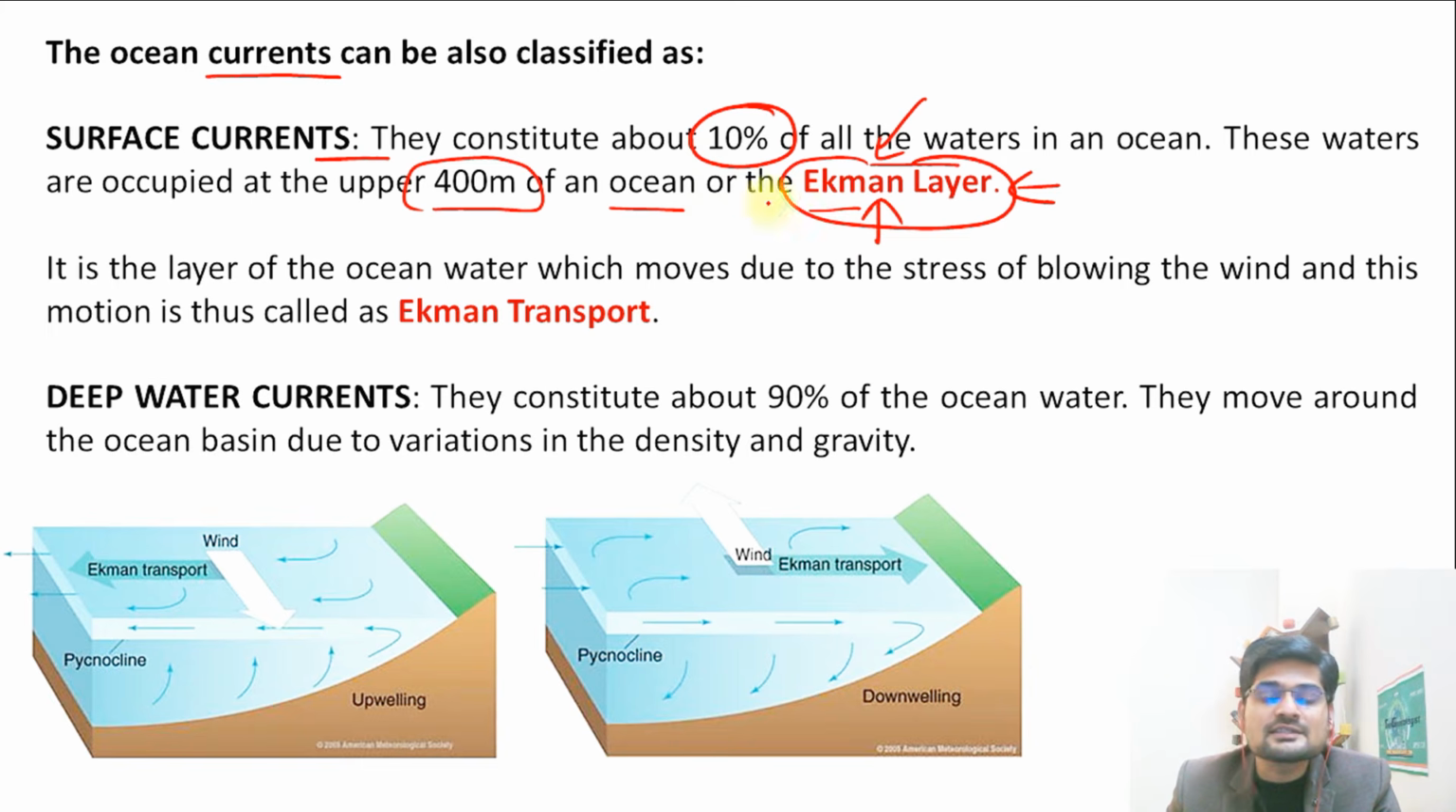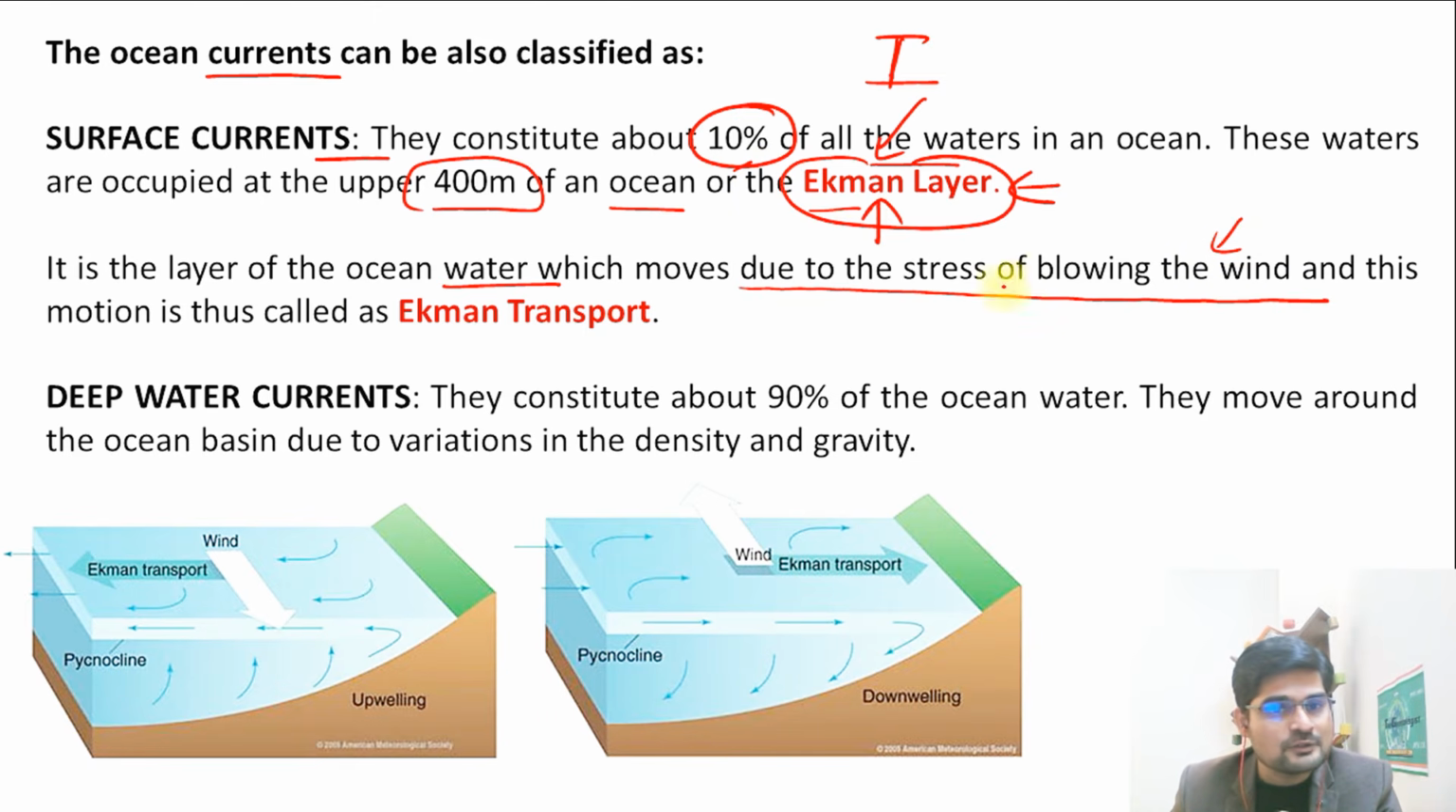So the Ekman layer is the upper layer, largely the part of the littoral zone where you have shallow water, that is 10% of all ocean water, and this is the layer of the ocean water which moves due to the stress of blowing wind. Remember, because it is the surface part, the wind factor is also important here. This kind of transport due to the wind motion in the upper part of the ocean is called Ekman transport. So remember the Ekman layer, the upper layer, and also the Ekman transport.